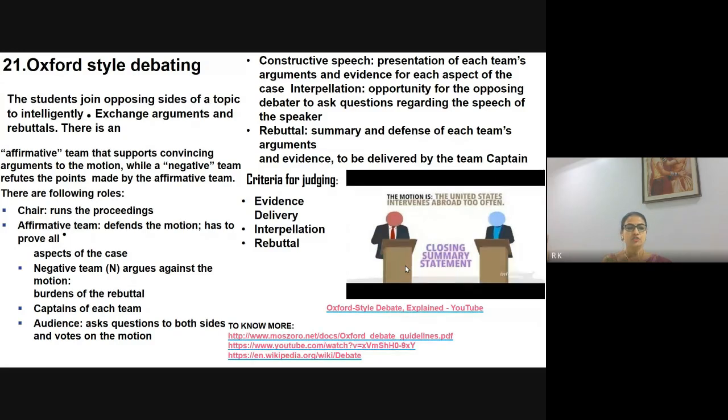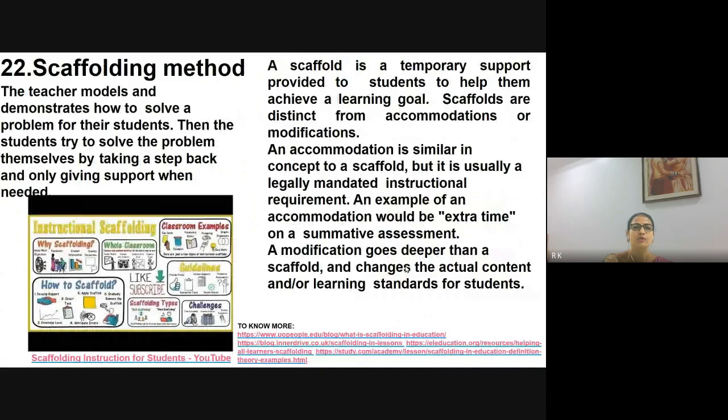Here the chair will run the proceedings. The affirmative team is there, and the negative team is also there, trying to defend in their own ways. Captains of each team are there. The audience is there. You can also have something similar to a role play.